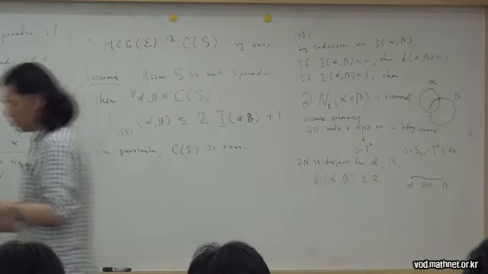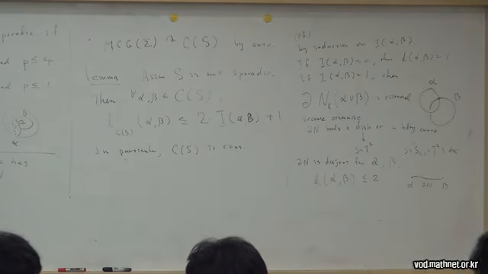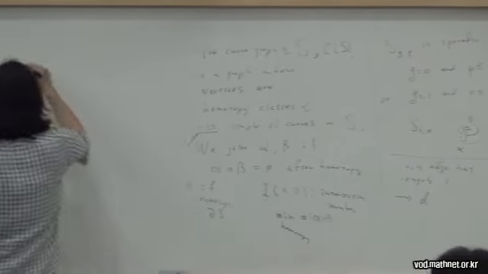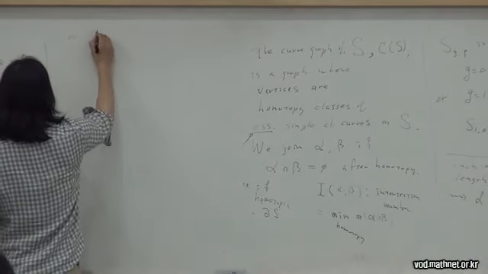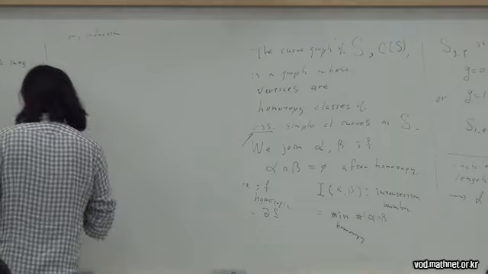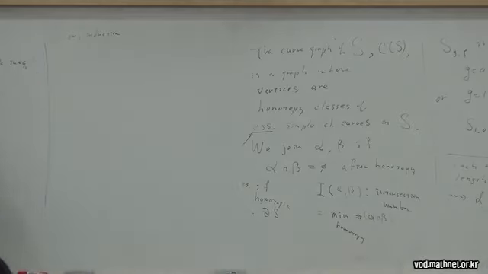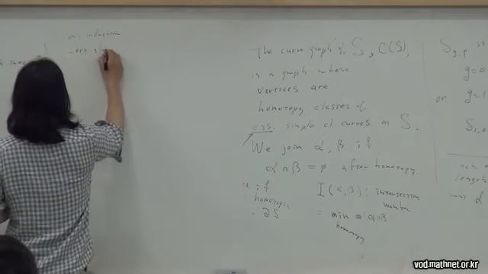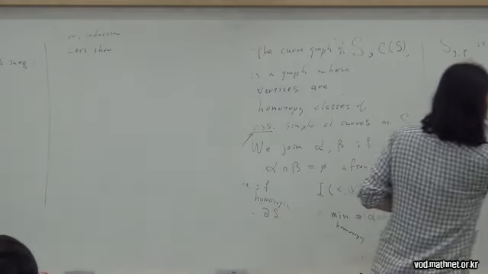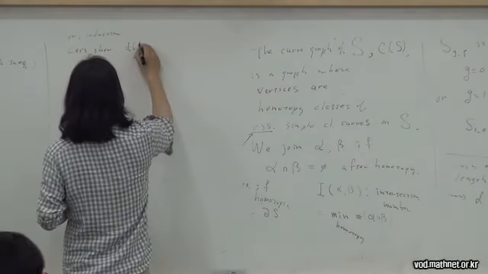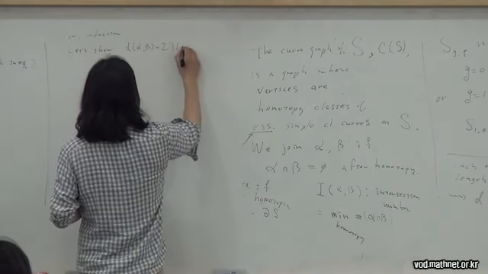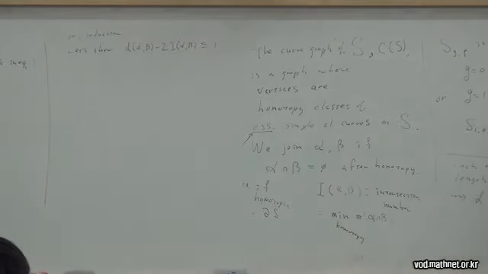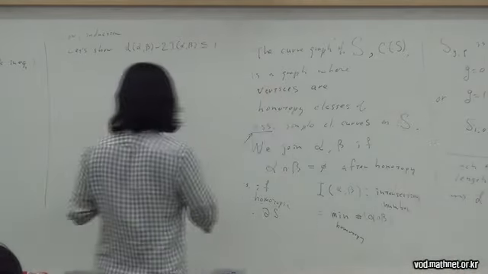Now let's do the induction. So by induction, I'd like to show, what do I want to show? The distance between alpha and beta, minus this one, is 1. Okay, I move this, and I'd like to show this number is always at most 1.